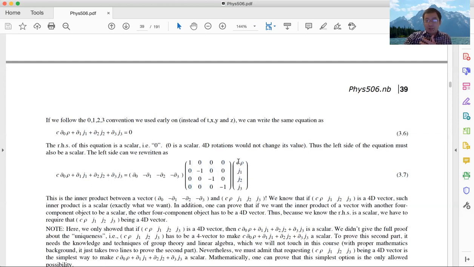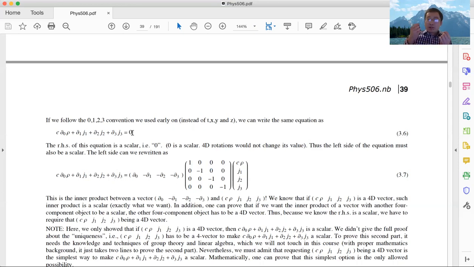A vector times a metric tensor times another vector. If this column vector, this rho j, j, j, is also a vector, then this whole thing is precisely the inner product of 2 vectors. And that's precisely a scalar. And the scalar equals 0, which is another scalar. That's exactly what we want.